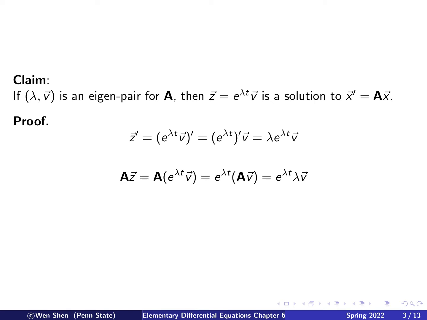And then comparing the right-hand side of these two expressions, the calculation we did, we see that they are the same because for the multiple of two scalar numbers, you can change the order. Therefore, we show that z prime equals Az, and then z is a solution.